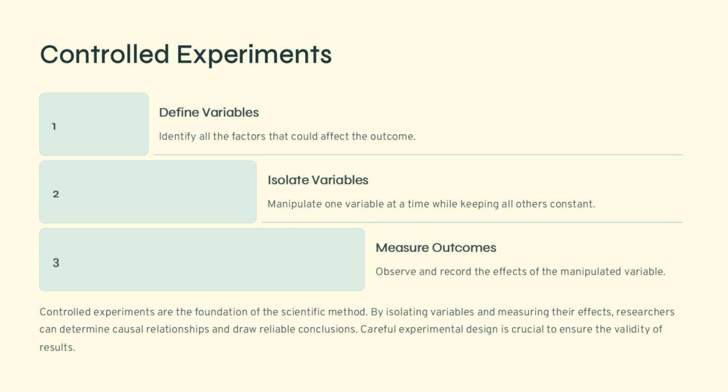Controlled experiments are the foundation of the scientific method. The key steps are: define variables, identify all the factors that could affect the outcome. Isolate variables, manipulate one variable at a time while keeping all others constant. Measure outcomes, observe and record the effects of the manipulated variable. Careful experimental design is crucial to ensure the validity of results. By isolating variables and measuring their effects, researchers can determine causal relationships and draw reliable conclusions.